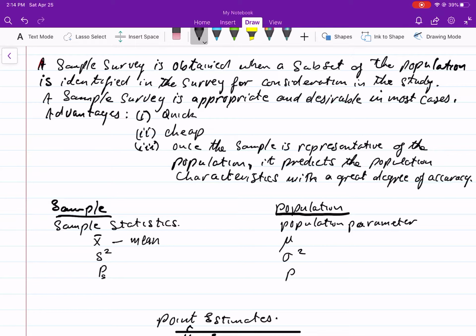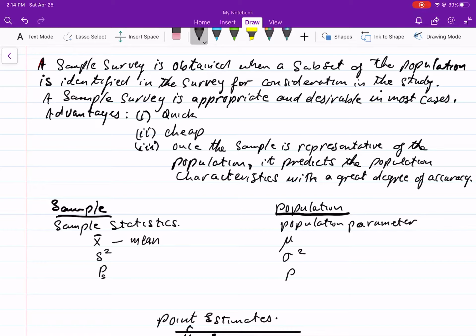Advantages: it's quick and cheap, my two favorite advantages. But actually, this third one is my favorite. Once a sample is representative of the population, it predicts the population characteristics with a great degree of accuracy. Right? To study a population, you do not have to study all of the population elements. You take a sample, a representative sample. Another name for that would be a random sample.